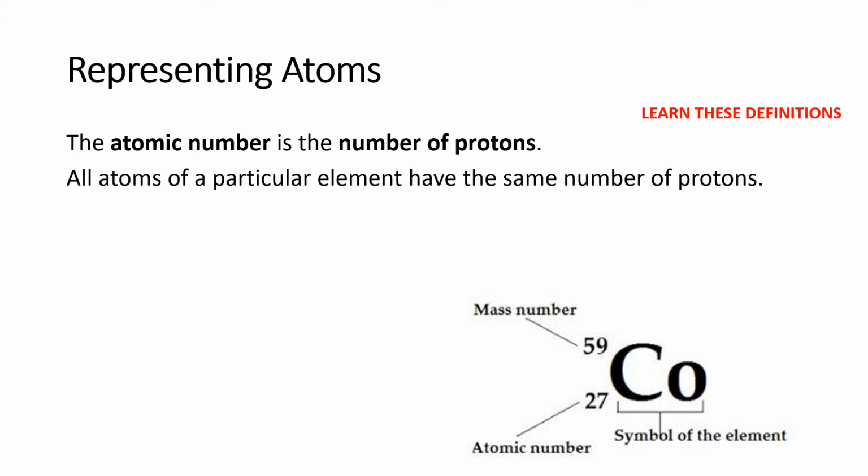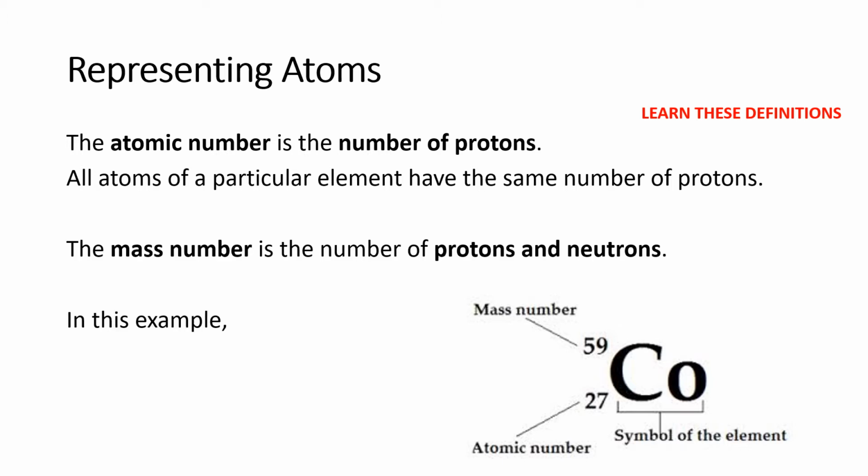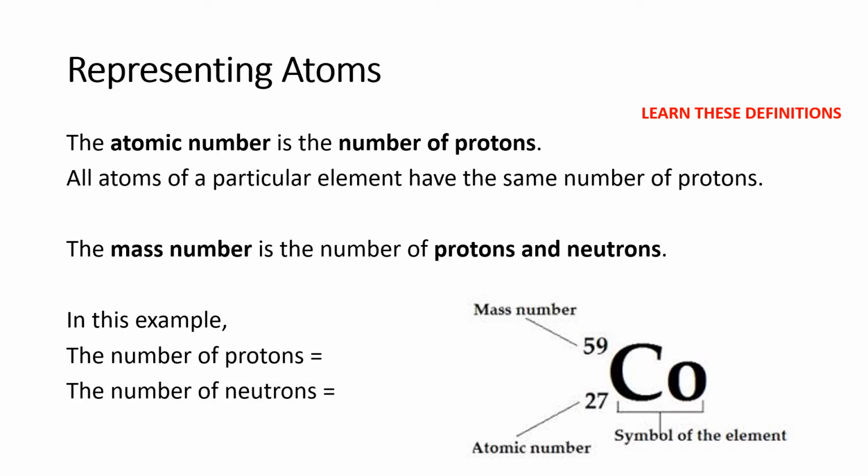The atomic number says the number of protons, and a particular element will always have the same number of protons. For example, carbon always has 6 protons. The mass number is the number of protons and neutrons. There's an example here of cobalt.